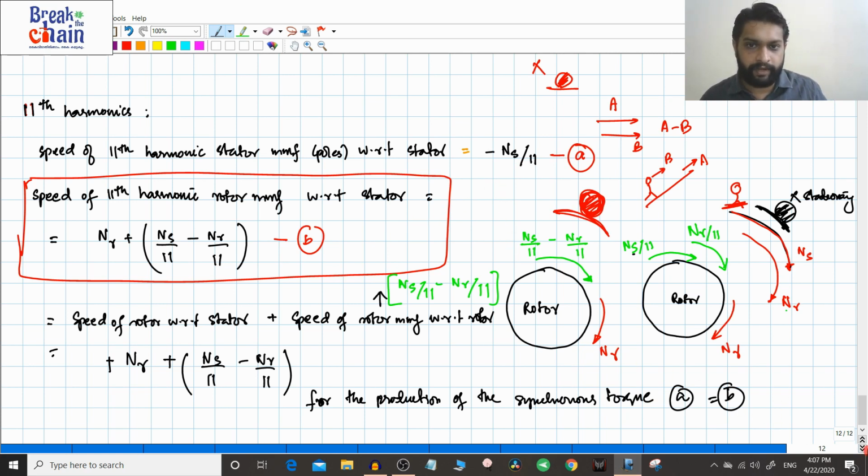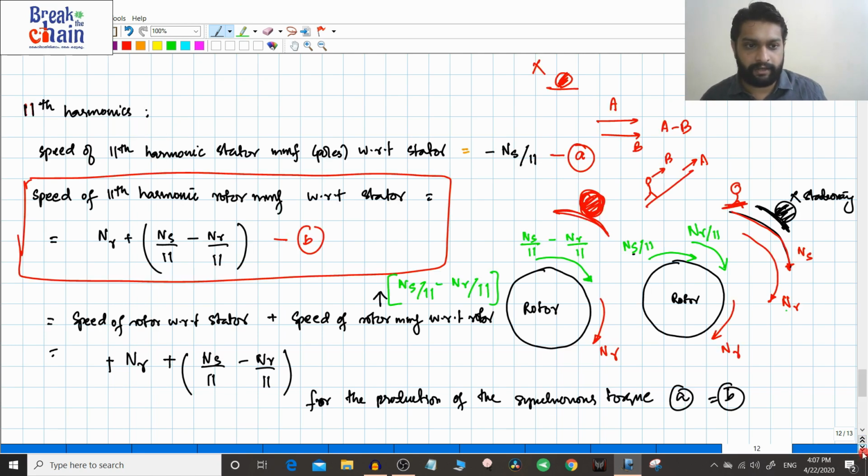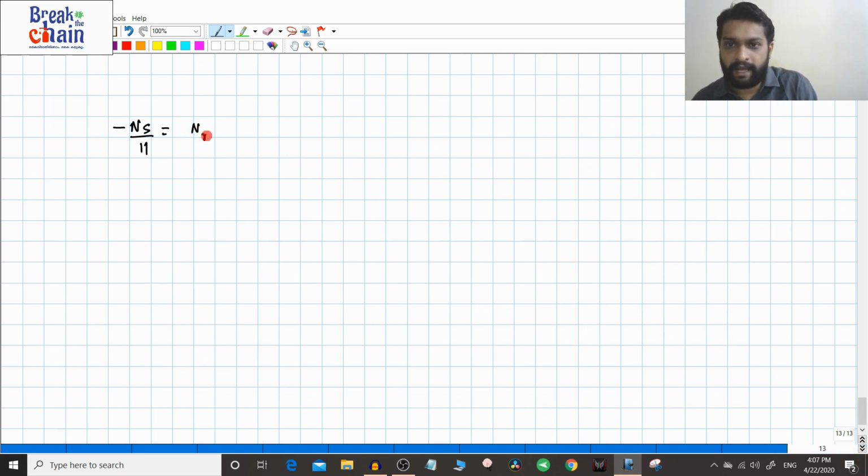So if you equate these two equations, you will get minus ns by 11. Signs are very important here. If you miss a sign, you will get wrong results. Minus ns by 11 is equal to nr plus ns by 11 minus nr by 11. If I take this to the other side, I will get 2ns by 11 is equal to 10 nr by 11. There is a negative sign also, so I will get nr equal to minus 1 by 5 ns.